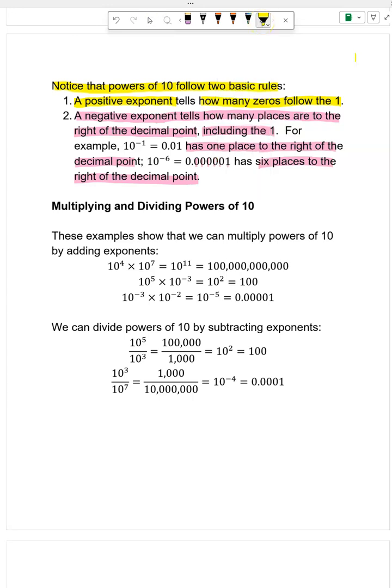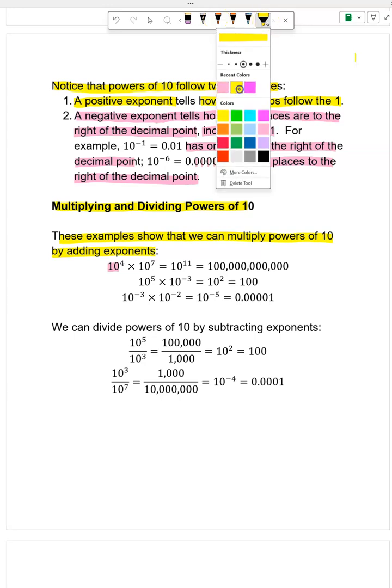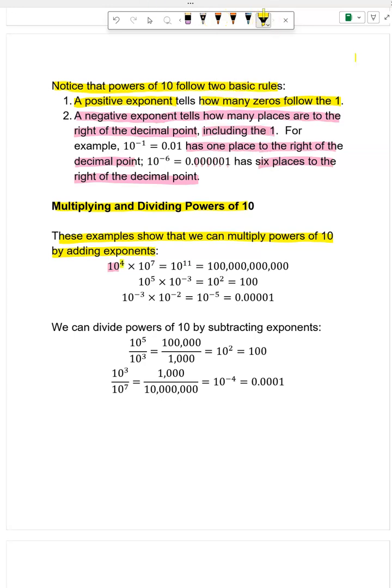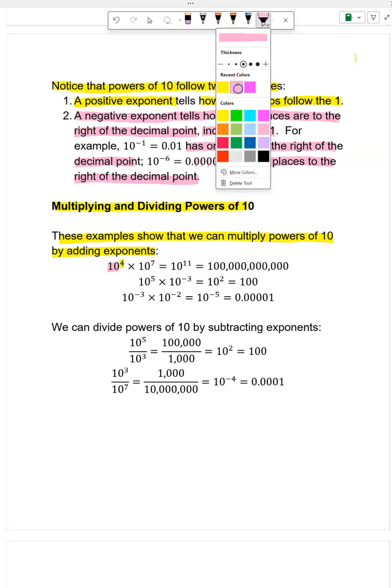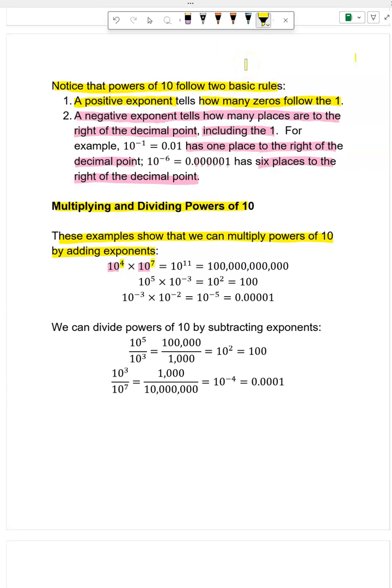All right, so now let's talk about multiplying and dividing powers of 10. So these examples show that we can multiply powers of 10 by adding the exponents. When you have the same base, our base here is 10, and it's raised to the 4th power here. Again, we have a base of 10, and this time it's raised to the 7th power. We could write it with the same base.